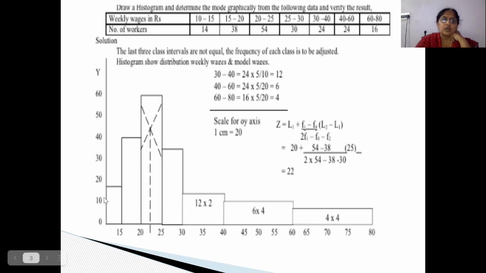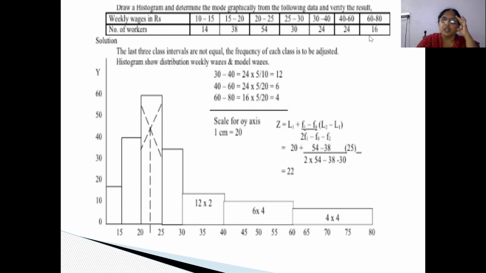Here it is 12 only. So if you draw, this one is 10 here, so 12 is here. Correct? 12. So this is the width. Next come to 24. That is 4 is the height. 24 divided by how many? 6. Sorry, 4. That becomes 6. So 6 means half of this one here.